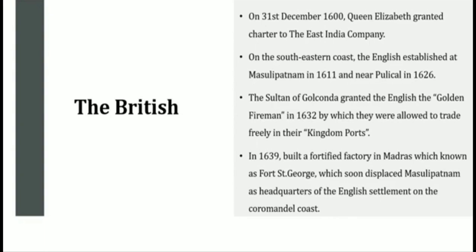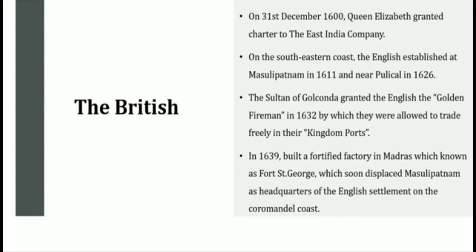Okay, the English were also granted privileges by the Sultan of Golconda. In 1632, they were allowed free trade. In 1632, what did they get? Free trade. But in 1639, they built one fort. Where did they build the fort? In Madras. That is the St. George Fort.